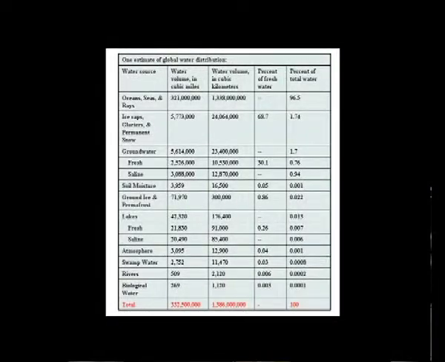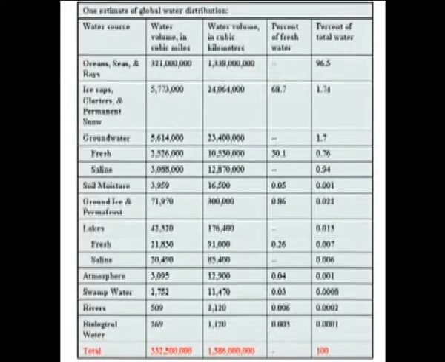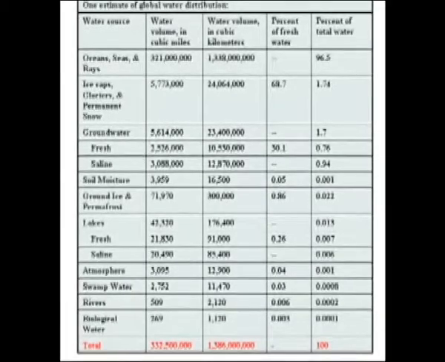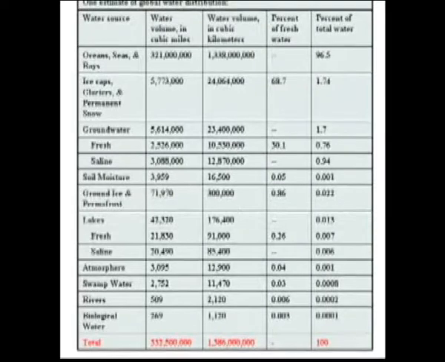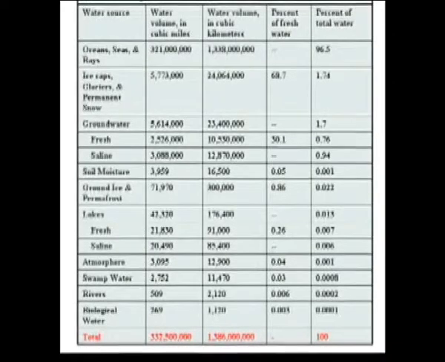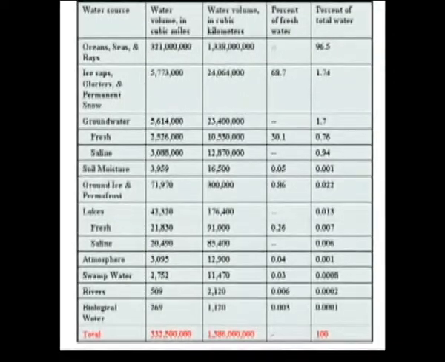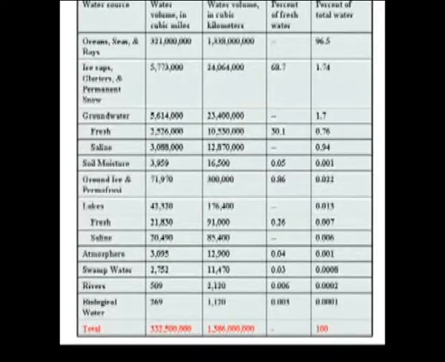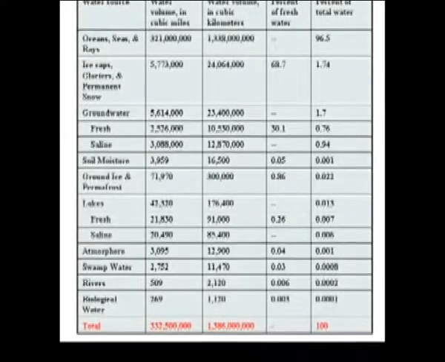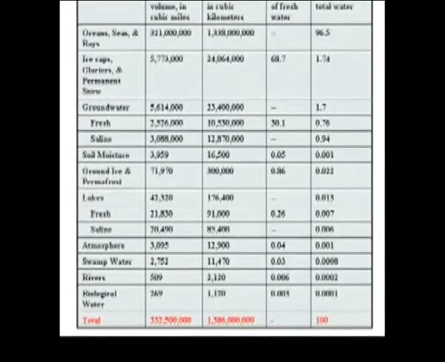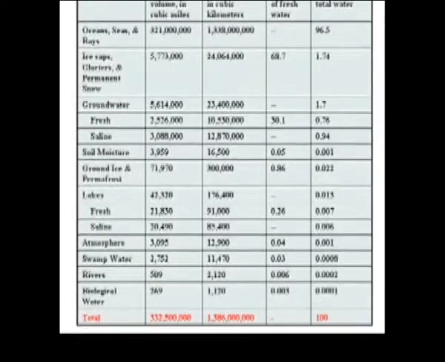One estimate of global water distribution says that oceans, seas and bays contain 96.5% of the total water, whereas ice caps, glaciers and permanent snow consist of 1.74%. Groundwater is estimated at about 1.7%. Fresh and saline groundwater is 0.76% and 0.94% respectively. Soil moisture is 0.001%. Ground ice and permafrost is 0.022%.